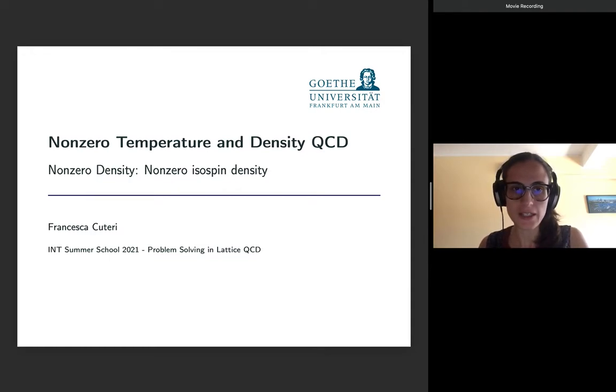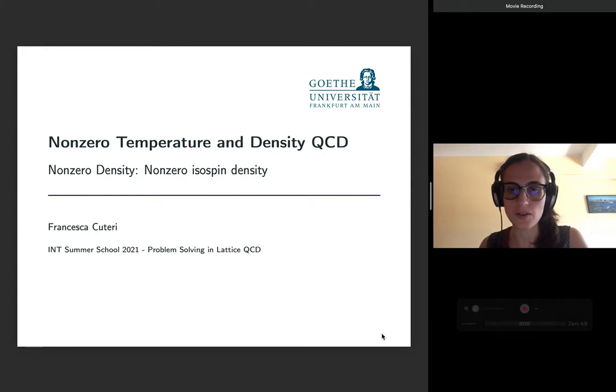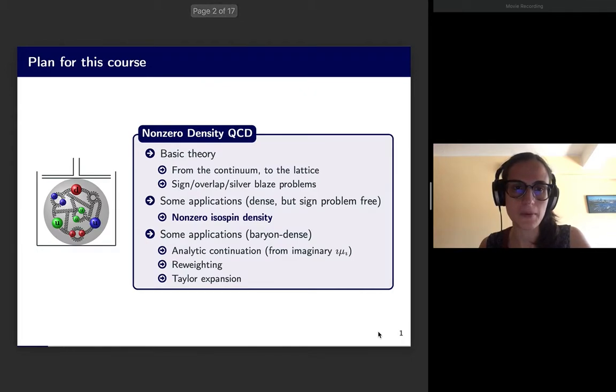We mentioned already in the previous video that QCD at non-zero isospin density, so when we have, corresponding to the density, a chemical potential which is conjugated to the density of up minus the density of down quarks, can be simulated because there is no sign problem in that setup. And this is one of the applications that we will go through in this part of the class.